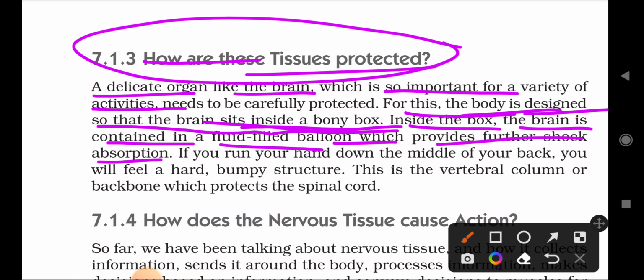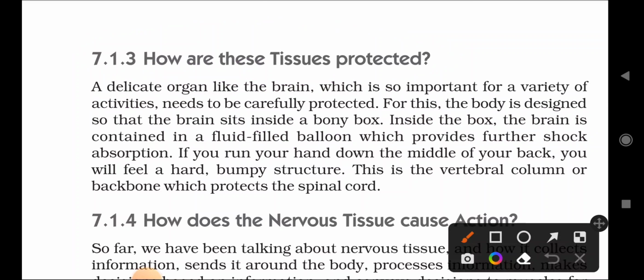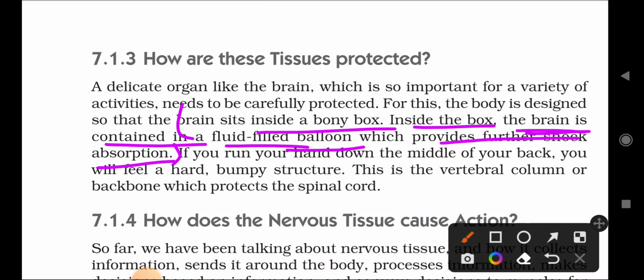Where is the brain placed? The brain is placed in the bony box. The bony box contains a fluid-filled balloon which provides shock absorption. So for how the brain is protected, you can write this: the brain sits inside a bony box, and inside the box the brain is contained in a fluid-filled balloon which provides further shock absorption. This much you have to write.